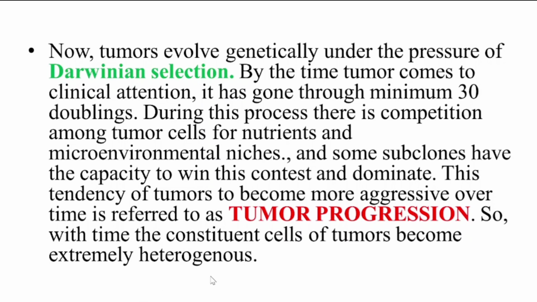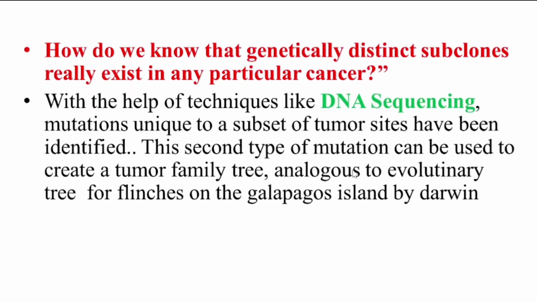And so with time, what will happen? The constituent cells of the tumor will become extremely heterogeneous, as some are more fit and some are less fit. You must have heard the story of the Galapagos Islands, the finches there, the survival of the fittest theory of Darwin. This is analogous to that. So how do we know that genetically distinct subclones really exist in any particular cancer? With the help of techniques like DNA sequencing, mutations unique to a subset of tumor sites have been identified, and this second type of mutation can be used to create a tumor family tree, which is analogous to the evolutionary tree for finches on the Galapagos Islands of Darwin, students.